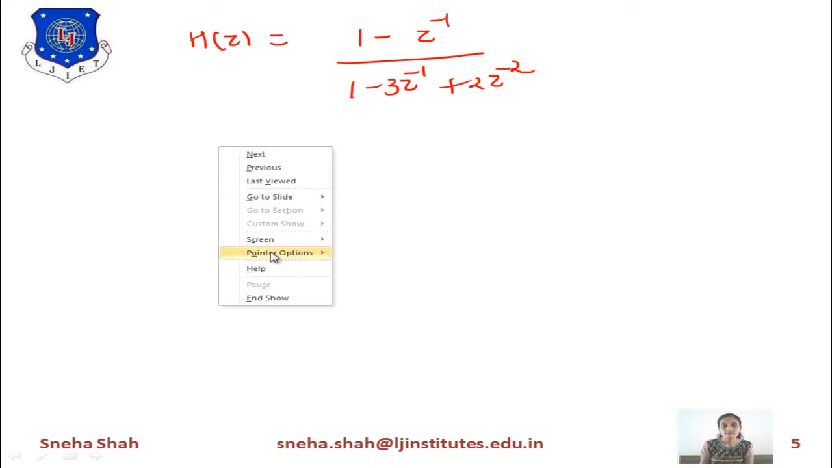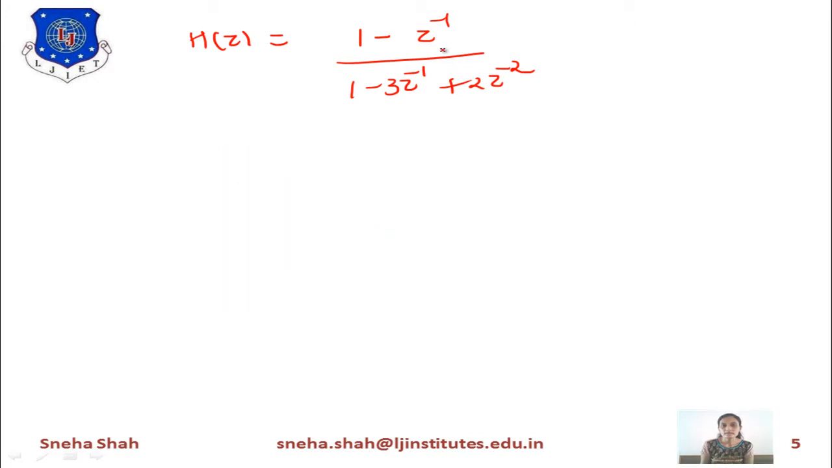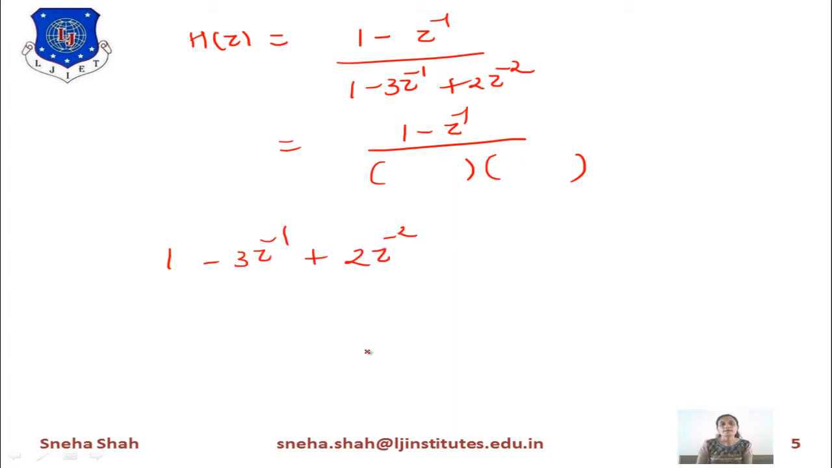Now starting with this, if I want to draw the cascade form structure, then this term will be converted in terms of a number of factors. So if I factorize this term, the numerator part will be like this, and the denominator part has 2 factors, right? So how will we find the 2 parts? We can start from this 1 minus 3z raised to minus 1 plus 2z raised to minus 2, right? So if I am starting with this a, b and c, how will we find a, b and c?